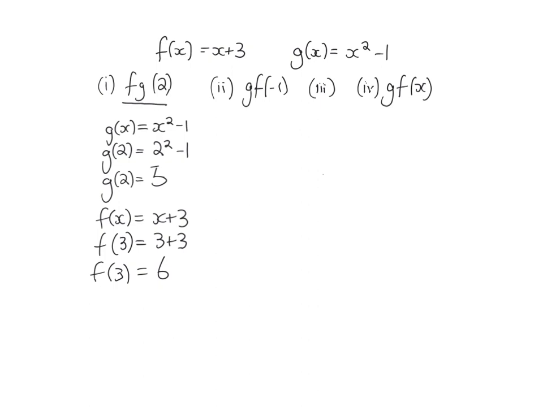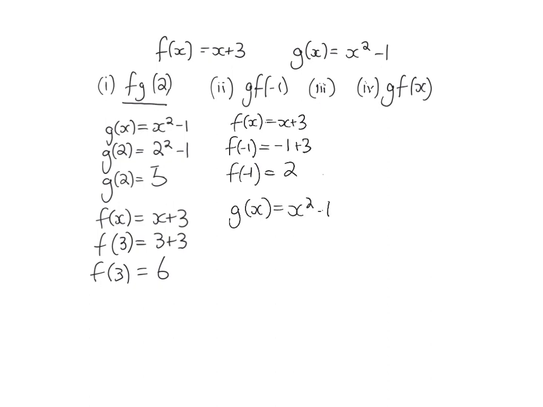In the second one here, we have f before g. So we know that f of x is equal to x plus 3. So f of minus 1 is equal to minus 1 plus 3. So we get that f of minus 1 is equal to 2. And then we have to do g of x, and that's equal to x squared minus 1. And we have g of 2, so 2 squared minus 1, which is going to give us an answer of 3.